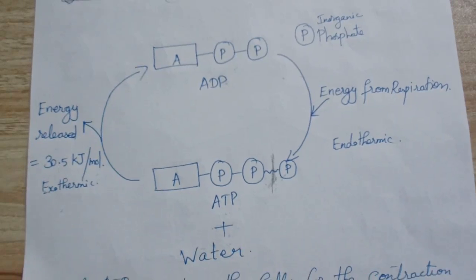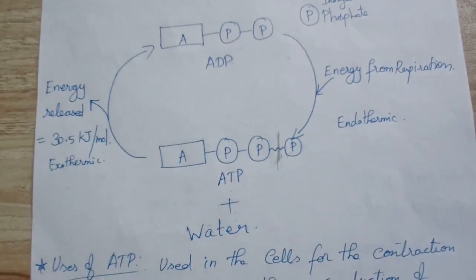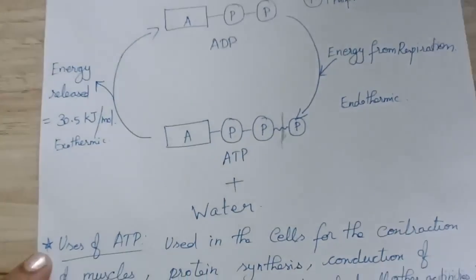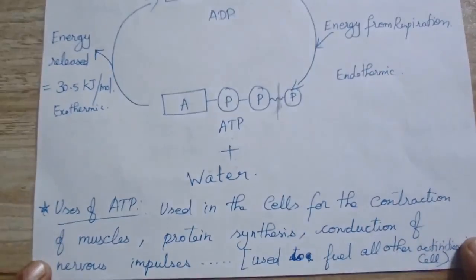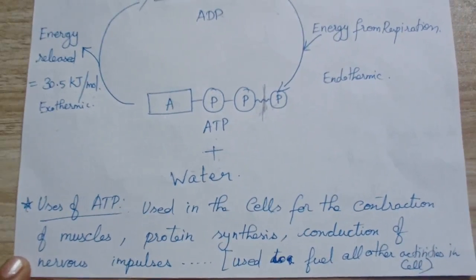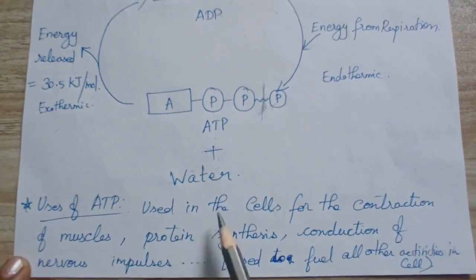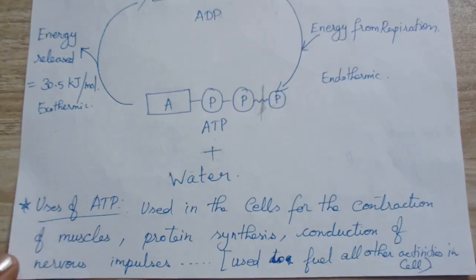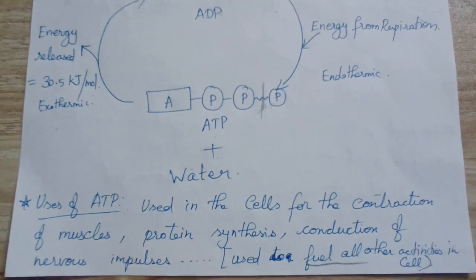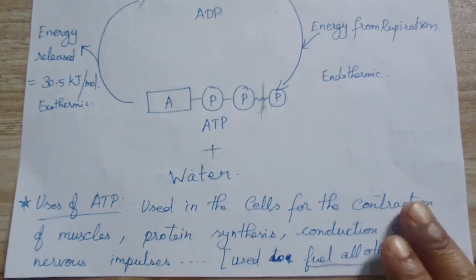In which places will this ATP be used? ATP is used for all activities in the cells. It is just like a fuel for the cell. It is used in the cell for muscle contraction, protein synthesis, conduction of nerve impulses, etc. So it is used as a fuel for all the activities in the cell. These are the uses of ATP. Clear on this?